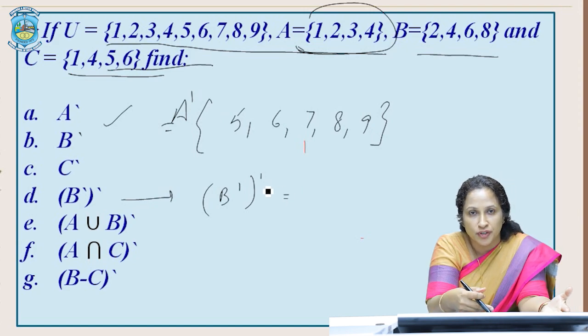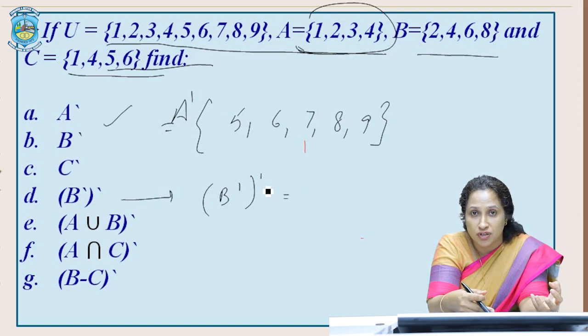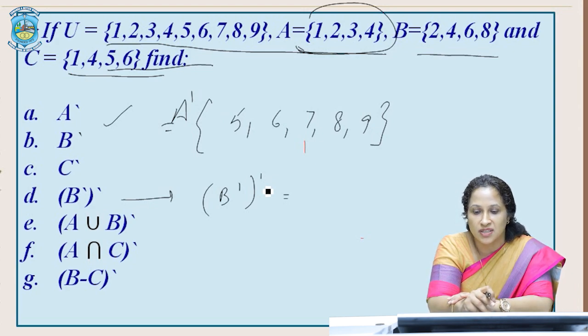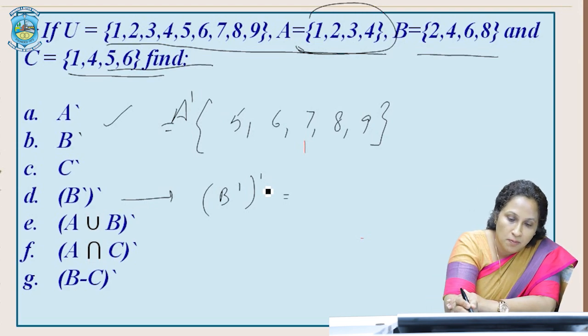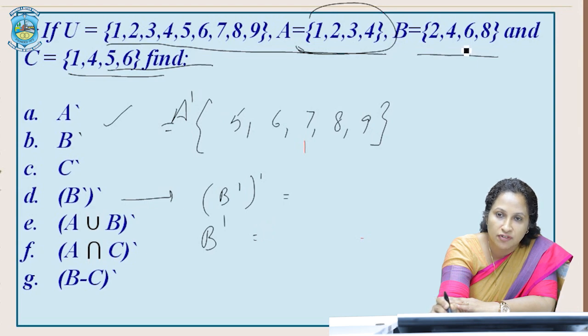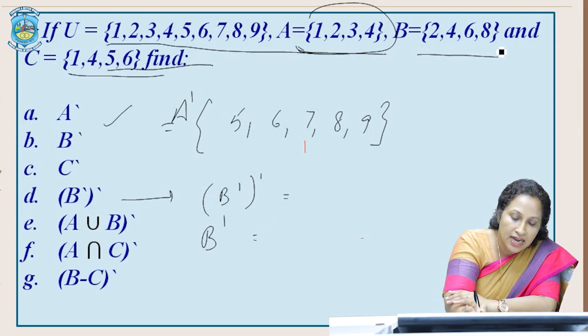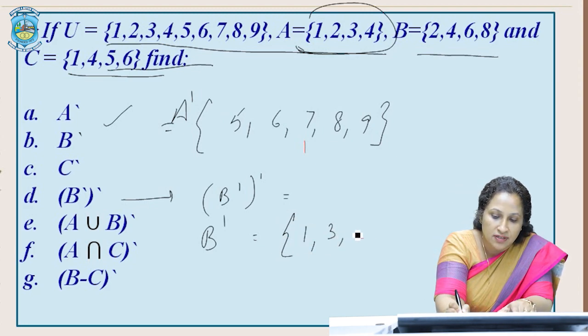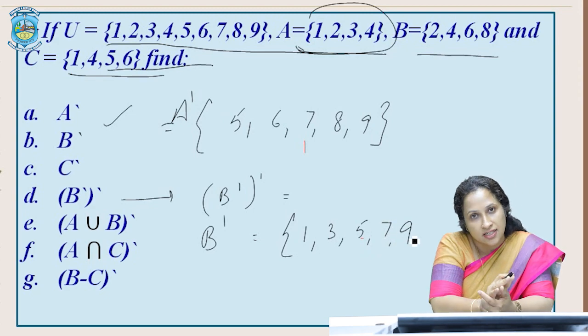The others are visible on the screen and I wish that you take up all these questions as practice exercise, and in the chat window when we upload the video you would have time and space to solve all these questions and give me the answers. So, for complement of B complement, let us first find out what is B complement and then we will find its complement. In the set B we have 2, 4, 6, 8. So, what is B dash? B dash will be 1, 3, 5, 7 and 9.